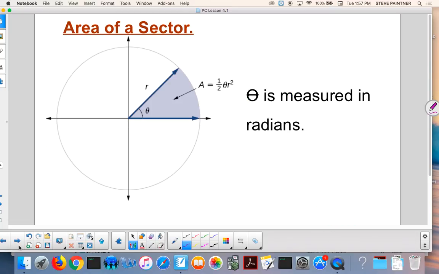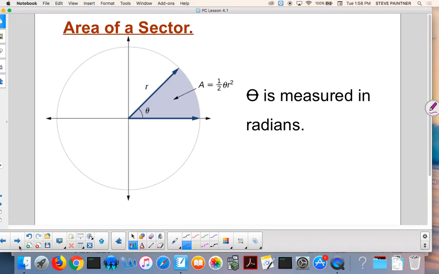I have one more slide. I'm not doing anything, I'm just telling you this. Your assignment will have area of a sector. To me, area of a sector is what piece of the pie do I want to eat? I want to eat this sliver of the pie. What's the area of that sliver? Area equals 1/2 theta times r squared. Write this stuff down. You're not going to remember it.